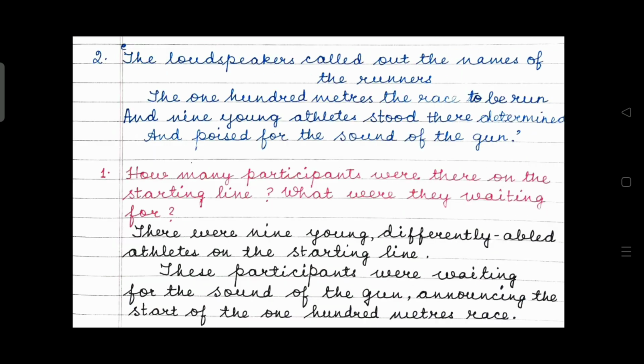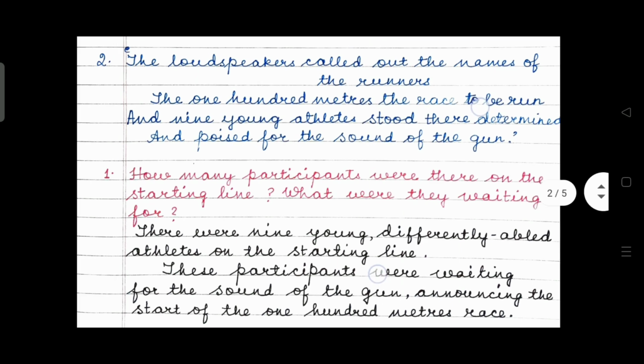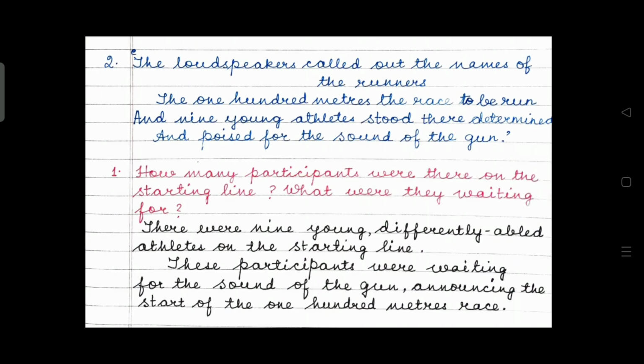Extract number 2. The loudspeakers called out the names of the runners, the 100 meters, the race to be run, and 9 young athletes stood there determined and poised for the sound of the gun. Question 1. How many participants were there on the starting line? What were they waiting for? There were 9 young, differently abled athletes on the starting line.